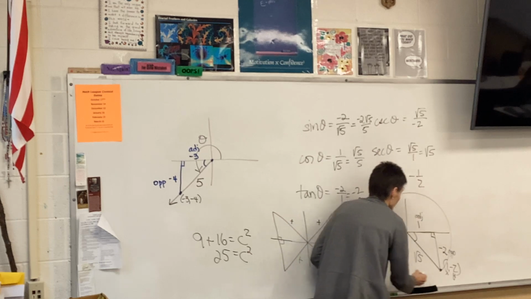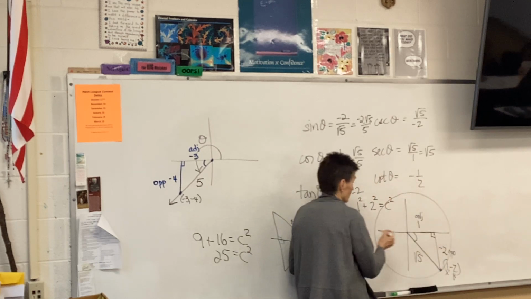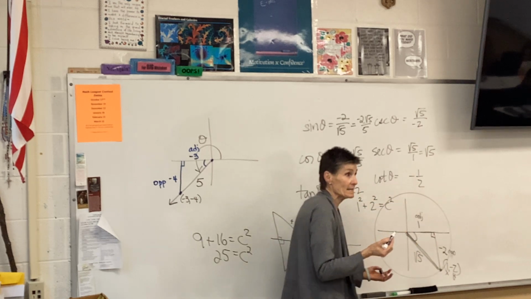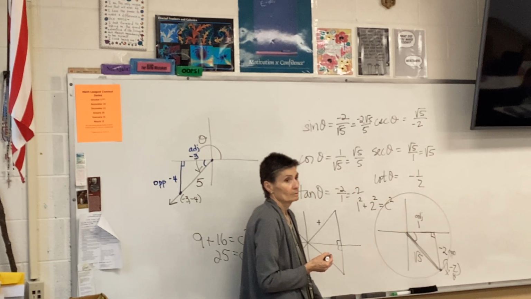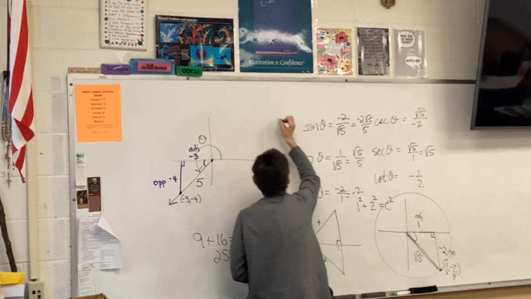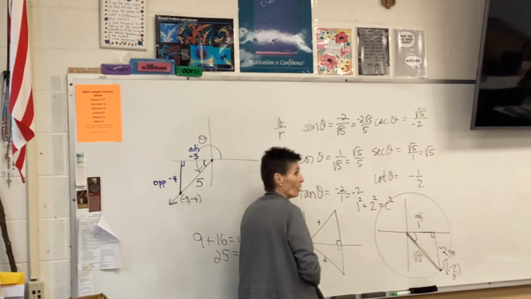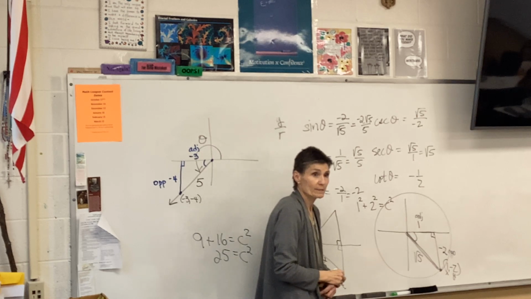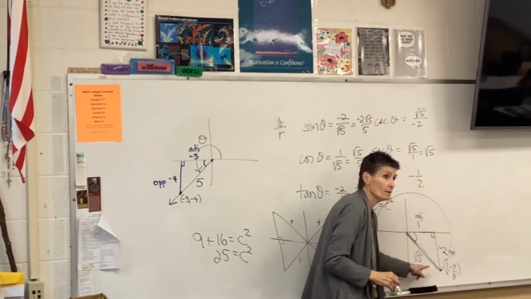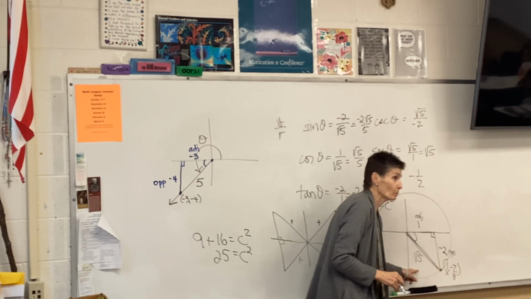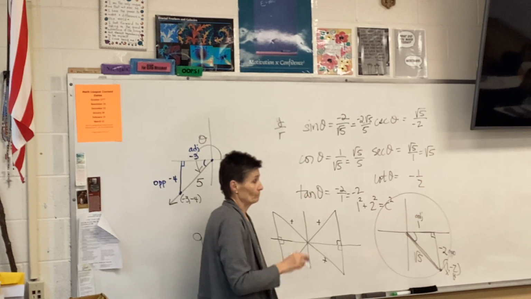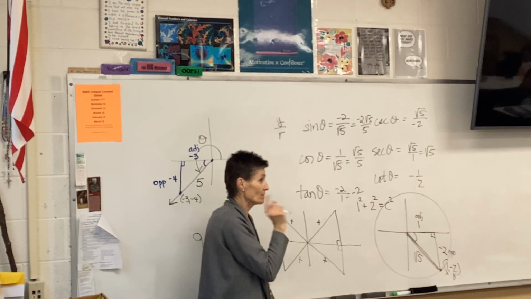If we envision a giant circle, then this hypotenuse is the radius of the circle. So when it says that sine is y over r, is that how it worked out? Did it come out to be y over r, -2 over root 5? Yes.